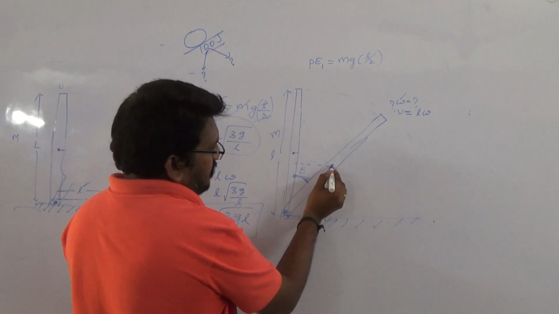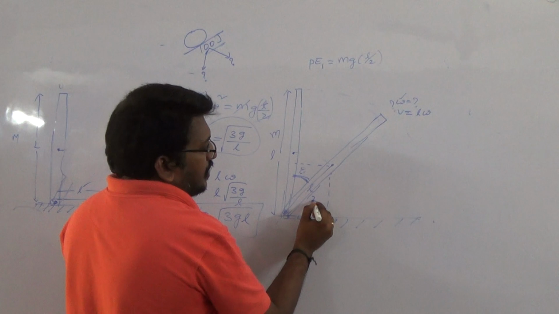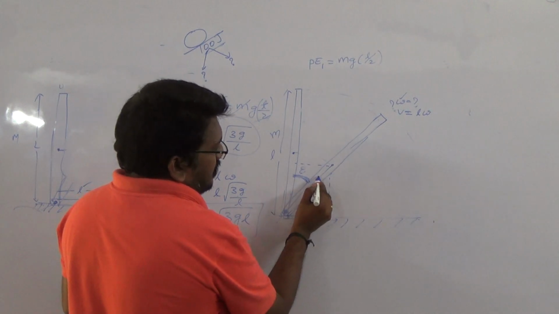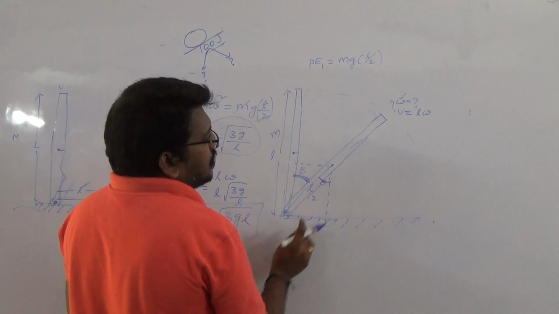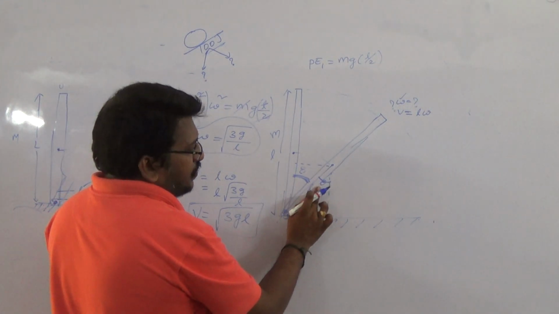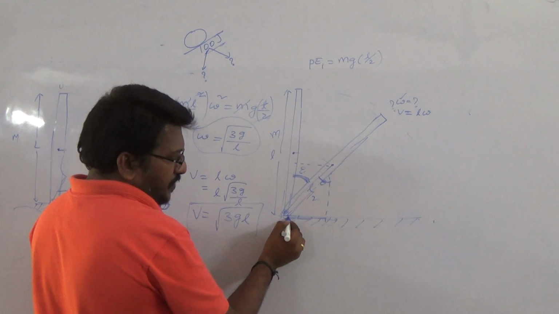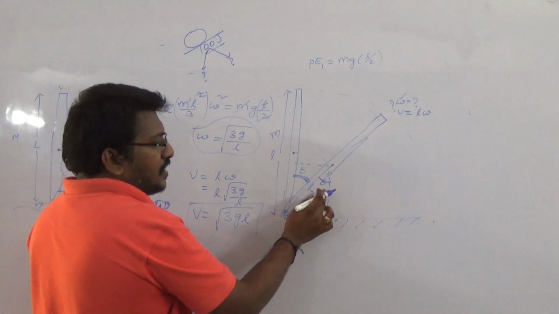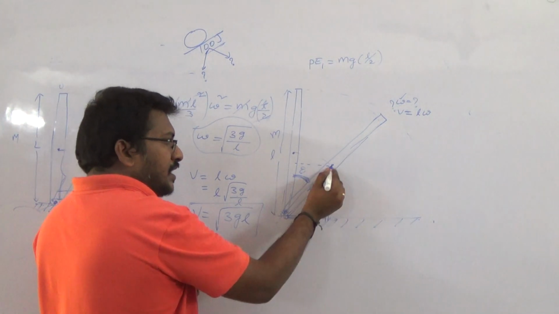This is theta. From here to here we know the value is L by 2. So this is theta, and this also becomes theta. Sin theta equals opposite by hypotenuse, and cos theta equals adjacent by hypotenuse.